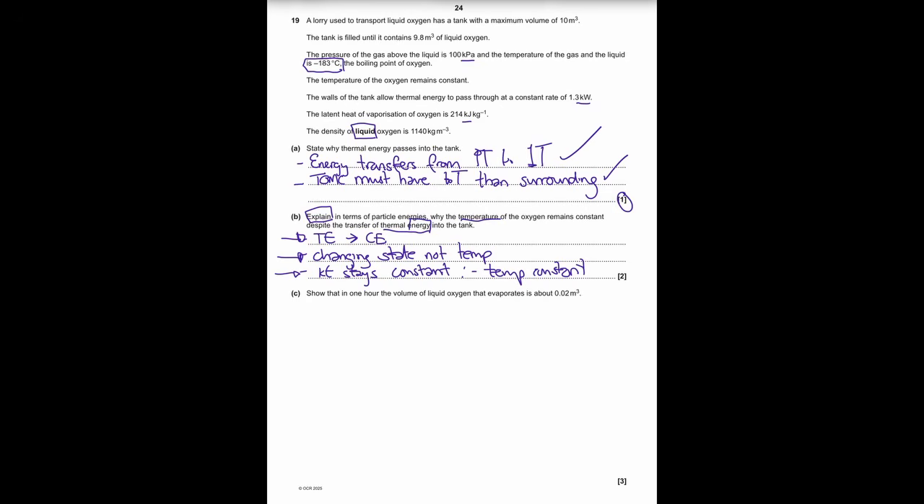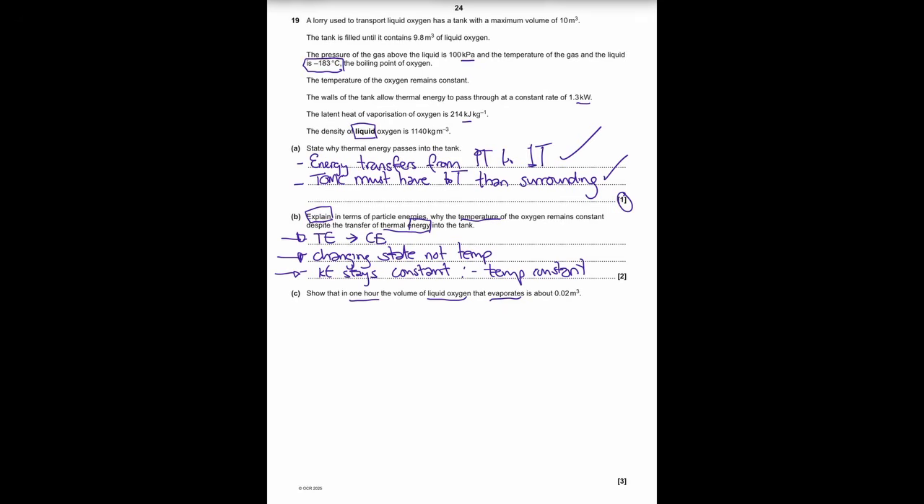But what stands out to me here, first, the fact that it says 1 hour, I know there's going to be some kind of conversion in there. And it shows the volume of liquid oxygen that evaporates. Well, I was already suspicious about that in the first place. That's giving me the density. It might be something to do with that. Because it's saying that evaporates, I know that's going to be something to do with specific latent heat.